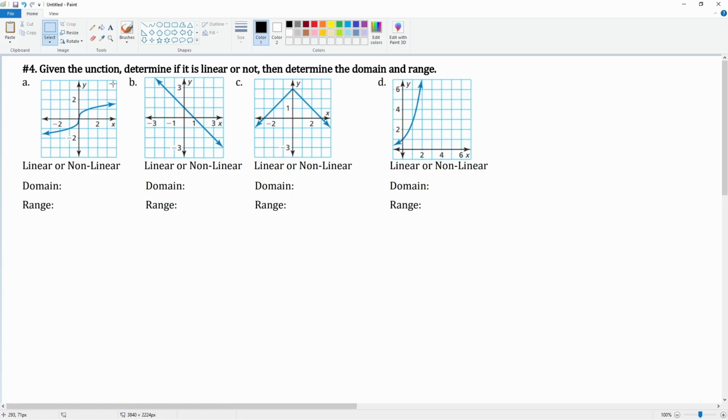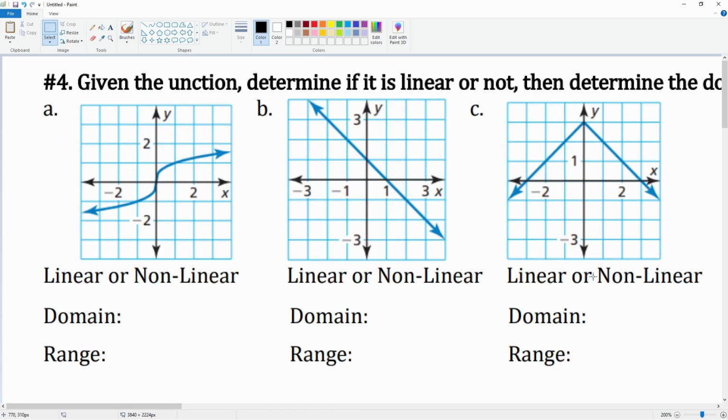Number 4, you are given the function. Determine if it's linear or not, then determine the domain and range. So let's look at it. First of all, it already says it's a function. It passes the vertical line test. Okay, we're going to see if it's linear or non-linear. The way you distinguish it is if it's straight or not.